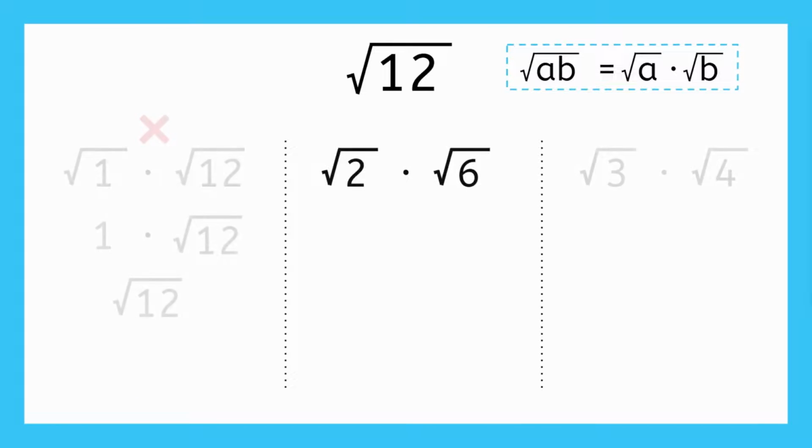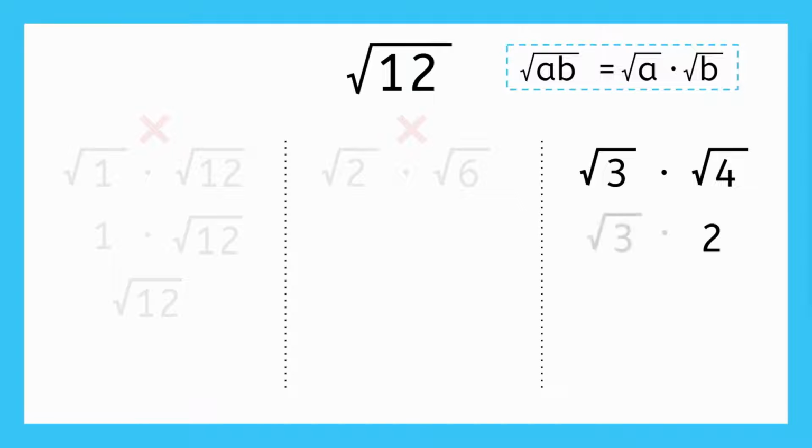In the second one, neither 2 nor 6 are perfect squares, so rewriting the square root of 12 as the square root of 2 times the square root of 6 actually made it even less simplified than before. Another dud. But how about the third option? 3 is not a perfect square, but 4 certainly is. The positive square root of 4 is 2, giving us the square root of 3 times 2, which could be rewritten with 2 as a coefficient in front of the square root symbol. The radicand, 3, is now as small as we can make it, so the radical is simplified.